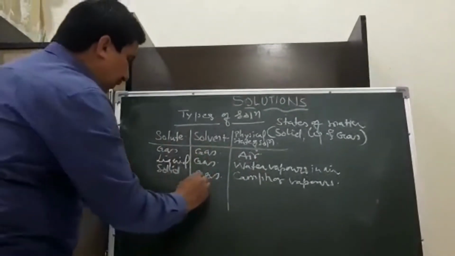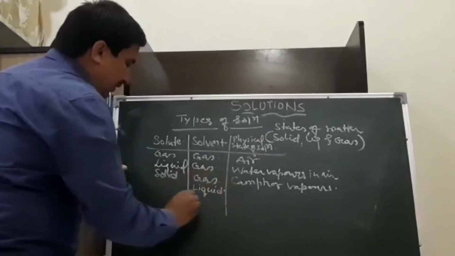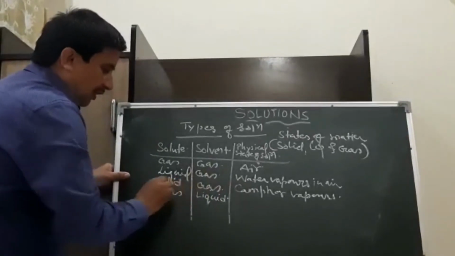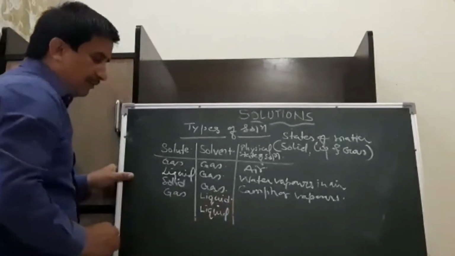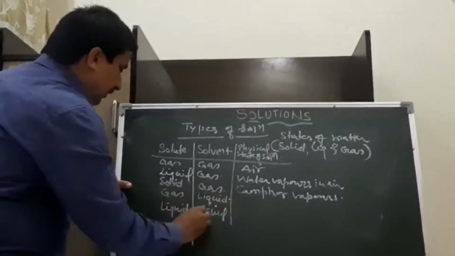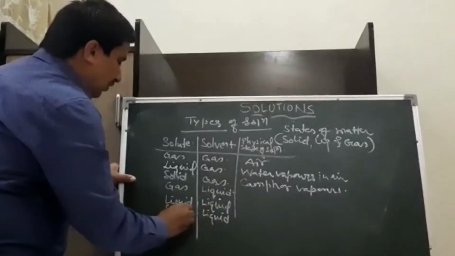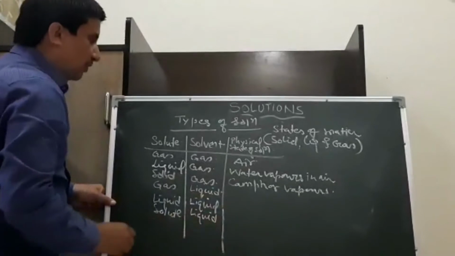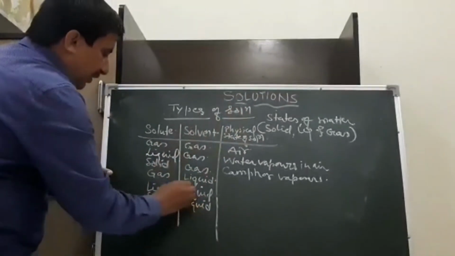We have taken all three possibilities with gases as solvent. Now we move on to liquid as solvent. We take liquid as solvent with gas as solute. Another, liquid as solvent and again liquid as solute. Next, liquid as solvent and solid as solute. So these are the possible types of binary solution depending on the states of matter.